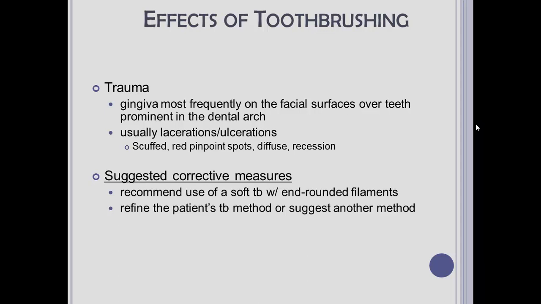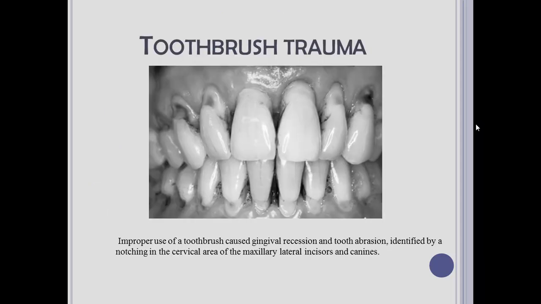When it comes to toothbrushing, there can be some ill effects, and that's basically when a patient does it wrong or too aggressively or chooses a brush that's too abrasive and the bristles are too hard. So you want to make sure that they're aware of that. You can get lacerations or ulcerations, a scuffing of the gingiva. You'll have little red spots, and it can cause recession as well. So you want to make sure that you've made the appropriate recommendations for your patients so they can avoid that.